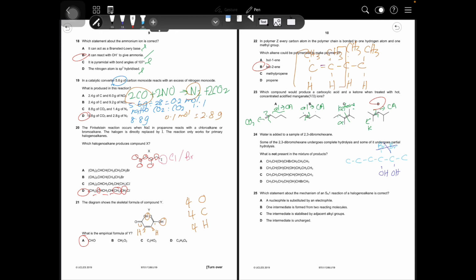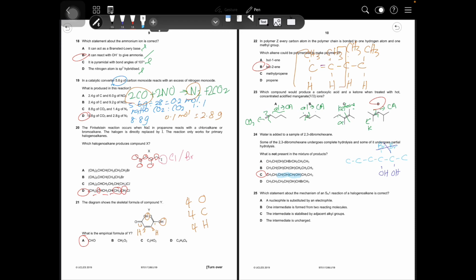The answer will be C, because as you can see here, the OH in this structure is actually at carbon number 3 and also at carbon number 4. But the OH should be at carbon number 2 and carbon number 3.